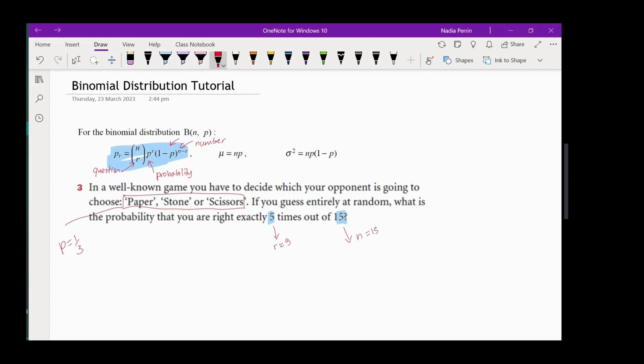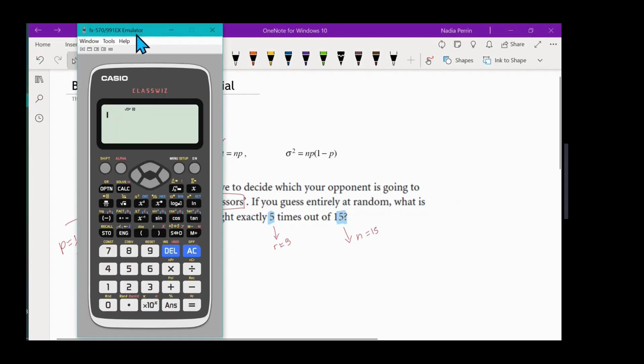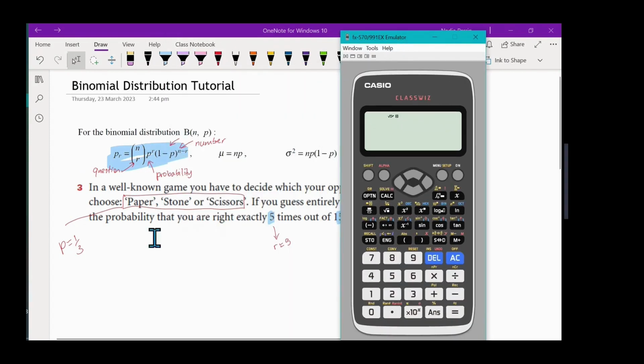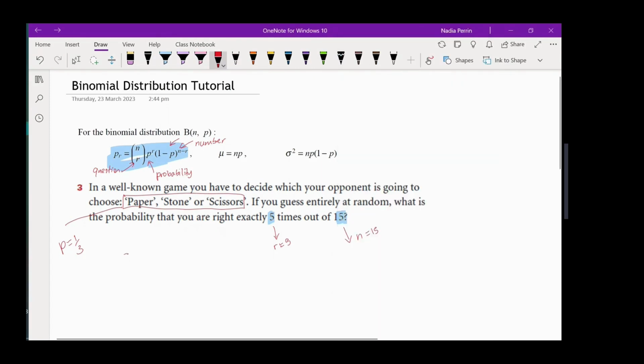So in order to do this, you are going to grab your calculator and you are going to be plugging in what it says on the formula over here. So when it says N R in those long brackets, that actually means 15CR, so R was 5. So this actually means NCR. And then you're going to multiply it by the probability, which is 1/3, to the power of the question, which was 5, times by the probability of it not happening, which is 2/3, and that happens 10 times.